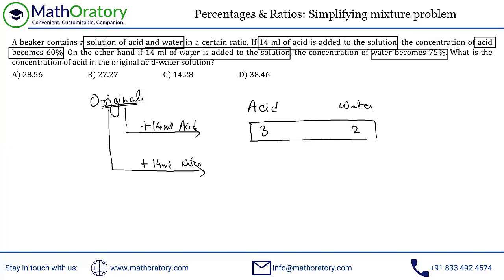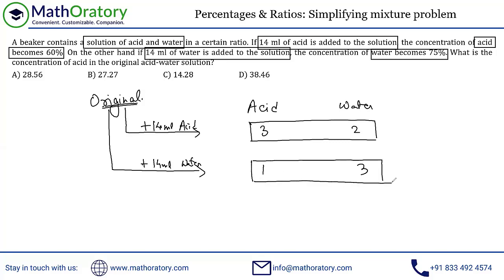On the other hand, if 14 ml of water is added to the solution, the concentration of water becomes 75%. So the water is 75%, then acid should be 25%. So that should be 1:3, right? So in this scenario, you have a ratio of 1:3, that is.